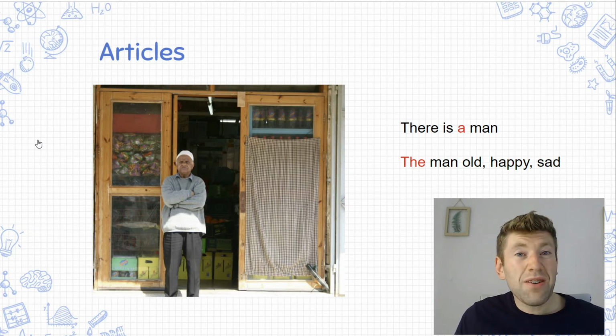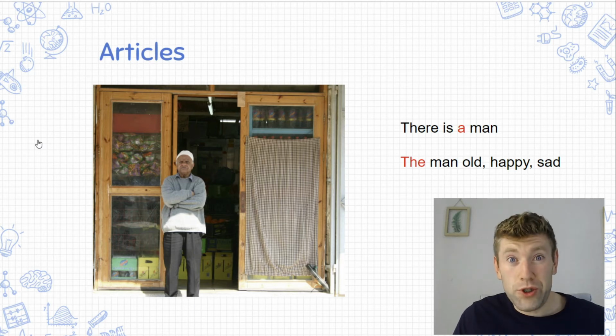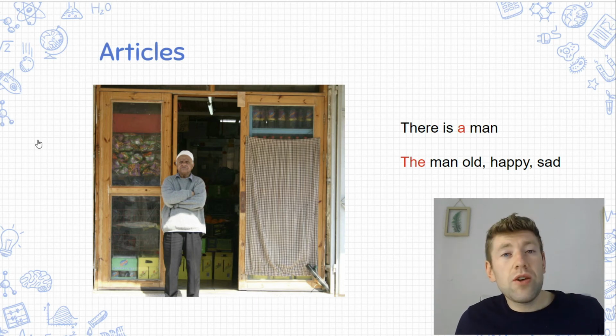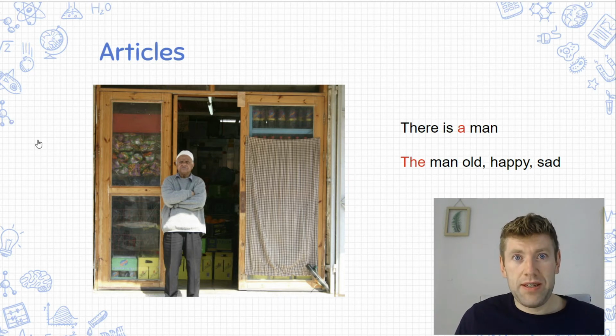We use a for a couple of things. One could be to introduce something new. For example, there is a man. It's the first time we've spoken about him. Or it could be something in general, like a cheetah is faster than a human. Whenever we use the, it's more specific because we said there's a man, and that could be any man.